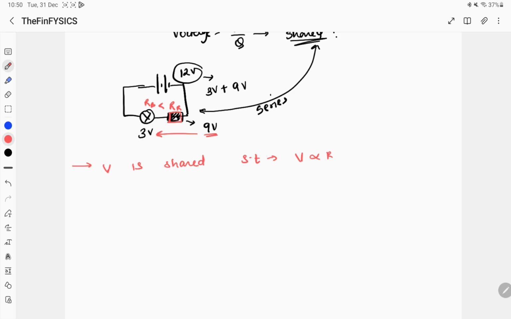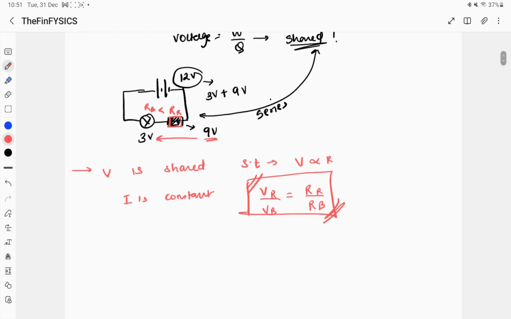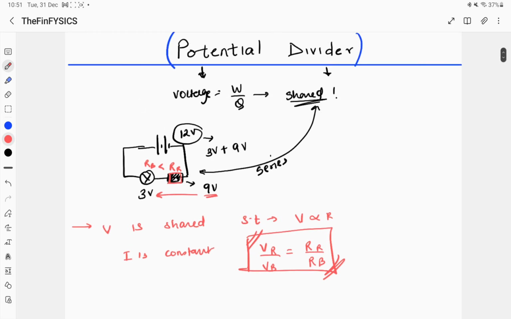How much greater? Because voltage is proportional to resistance and my current is constant, I can say that this ratio, voltage of the resistor divided by voltage of the bulb, will be equal to the resistance of the resistor divided by the resistance of the bulb. This is what you should know. We'll speak more about this later, but this is the bare minimum you should know to understand what exactly a potential divider circuit is.